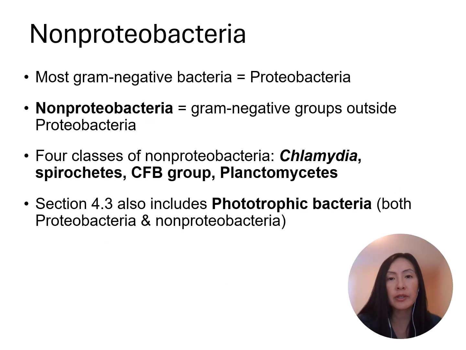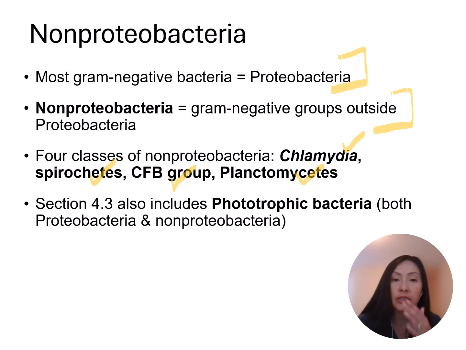Most gram-negative bacteria fall under proteobacteria. Non-proteobacteria are the other gram-negative groups outside of that phylum. And we're going to look at four classes of non-proteobacteria, including chlamydia, spirochetes, the CFB group, and planktomycetes. At the end of section 4.3, we're going to also look at a different group known as phototrophic bacteria. These are bacteria that can use light to produce energy, and this group will include both proteo and non-proteobacteria.